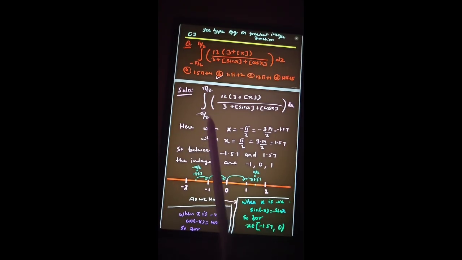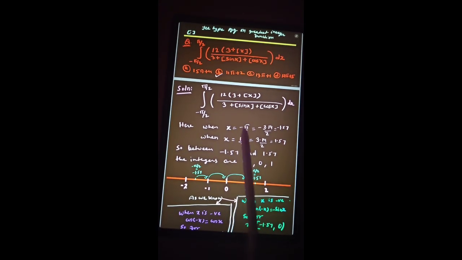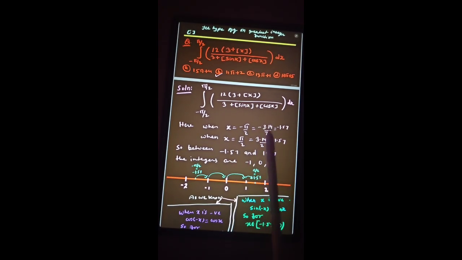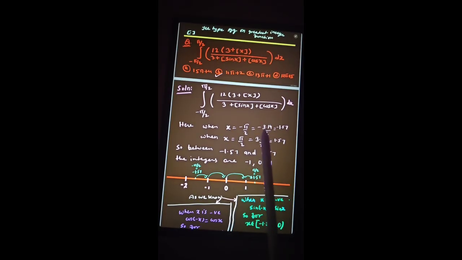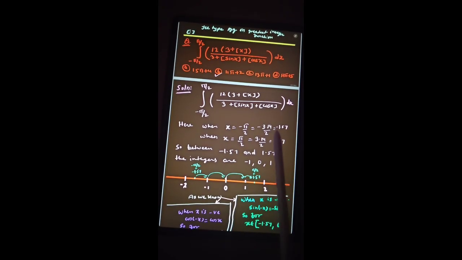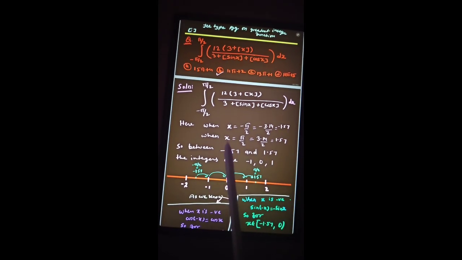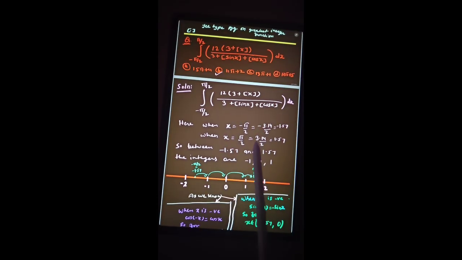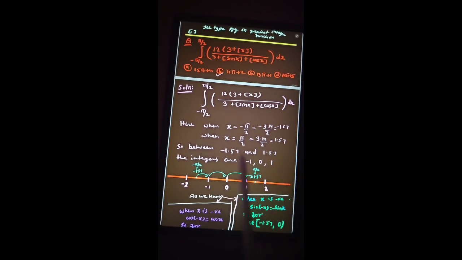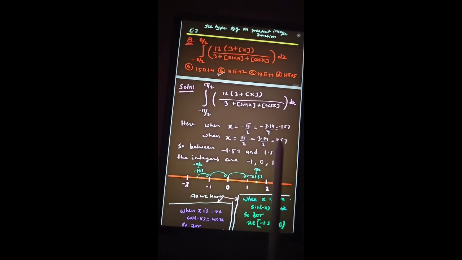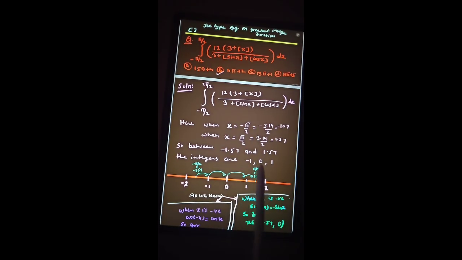lower limit and upper limit. Let us see. When x is minus pi by 2, that is minus 3.14 by 2. You know pi is 3.14. When you divide, you get minus 1.57. Again, when x is pi by 2, the upper limit is 3.14 upon 2, which is 1.57. So between these two limits, minus 1, 0 and 1 will come as integers.